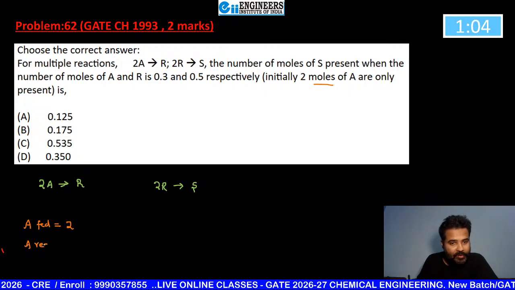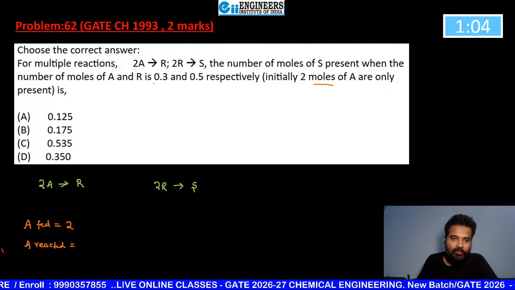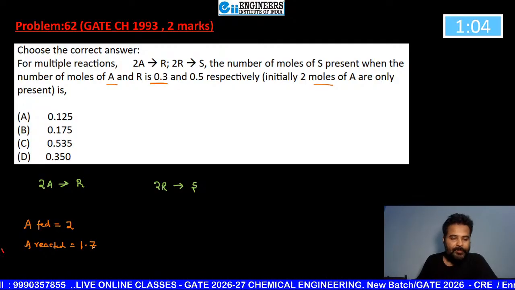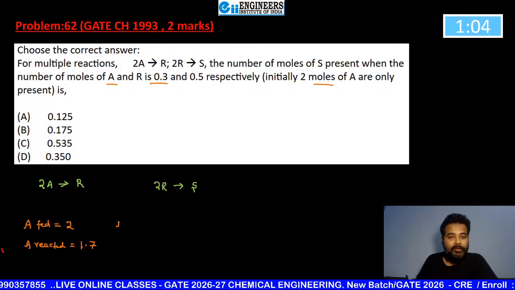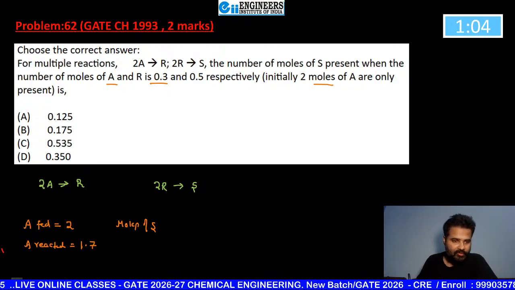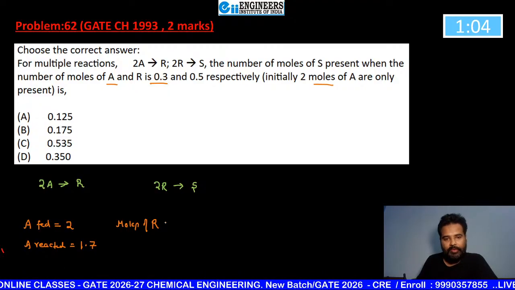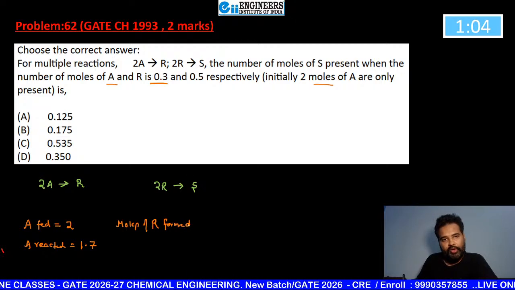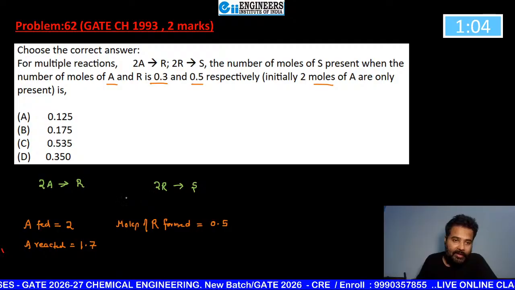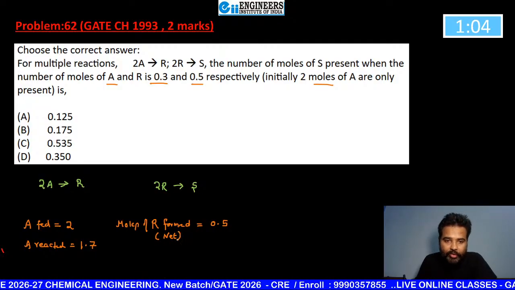A reacted, if you want to write, beta. Clearly you can see the number of moles of A left is 0.3. That means 1.7 reacted at that time t. And moles of R formed. You clearly mentioned R is 0.5. But wait, R is forming and disappearing both. That means this is the net amount of formation of your R.